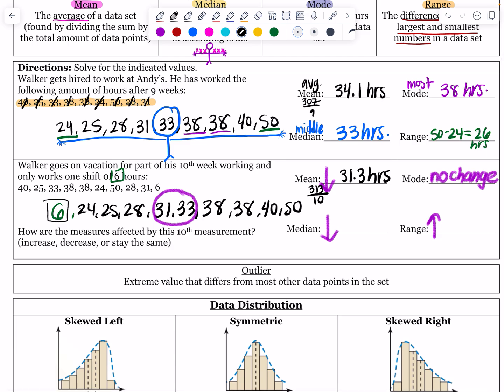What is my median going to be? Well, now it's going to be the middle of 31 and 33, which is going to be 32 hours. So that did, in fact, decrease. It didn't decrease a ton, but it did decrease.